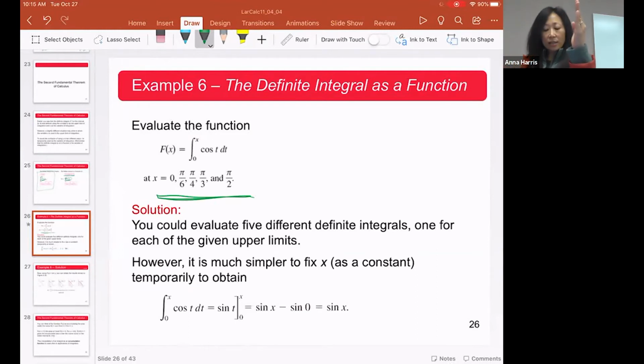So first one, x is equal to 0. Next one, x is equal to pi over 6. Next one, x is equal to pi over 4. I'm doing a different one each time, so in other words, I'm accumulating my function. When you take the antiderivative of cosine t, that is equal to sine t. So you plug in the upper limit x, which gives sine x, and the lower limit 0, sine 0, and you get sine x. No problem, sine x, great.